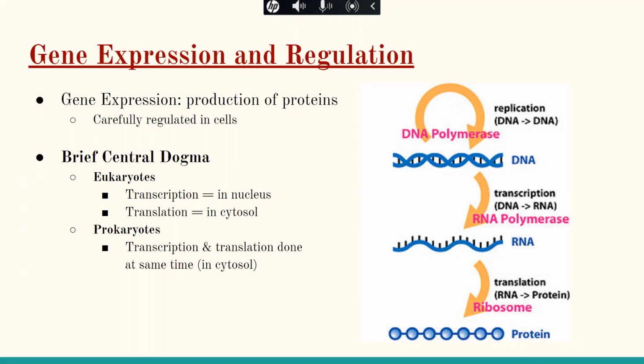For prokaryotes, transcription and translation are all done in the cytosol. Bacteria or prokaryotes don't have a nuclear envelope, so it must be done in the cytosol, and it happens at the same time. So that affects different things like mRNA processing, which again I'll talk about later. But that's essentially the central dogma.